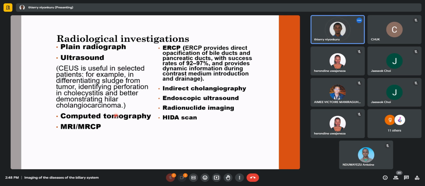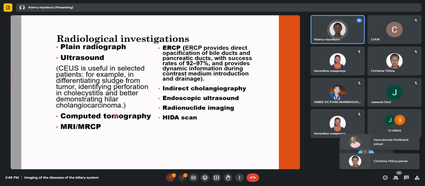It is good because it is able to differentiate sludge from a tumor, identify perforation in cholecystitis, and it is better at demonstrating hilar cholangiocarcinoma. We have CT, which is used for diagnostic and staging purposes. We have MRCP, which aids to characterize the biliary tree better than CT. We have ERCP, which is used for diagnostic and therapeutic purposes. We have indirect cholangiography, endoscopic ultrasound, nuclear imaging and HIDA scan.